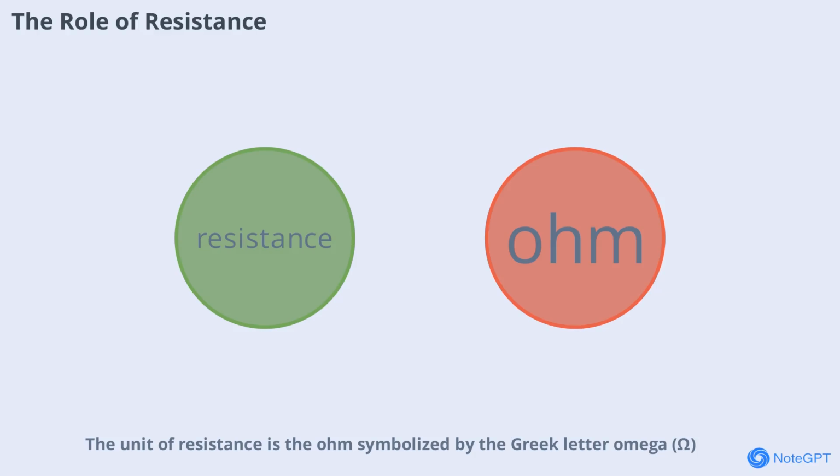Resistance is the property of a material or component that opposes the flow of electric current. The unit of resistance is the ohm, symbolized by the Greek letter omega (Ω). In a circuit, resistance determines how much current will flow for a given voltage. High resistance means less current, while low resistance allows more current to pass. This simple principle is at the heart of how resistors control and manage electrical energy.